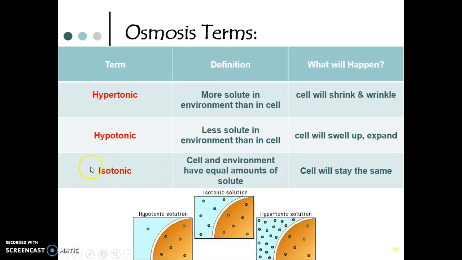Isotonic, remember our prefix iso means the same. So in an isotonic solution, the environment has the same amount of solute as the cell. So they are equal. So what's going to happen is some water is going to move in, but at the exact same time, some water is going to move out. And so the cell is going to stay the same. It's already in equilibrium. It's happy.